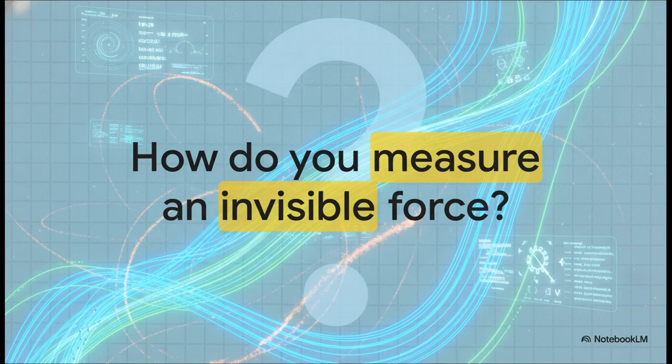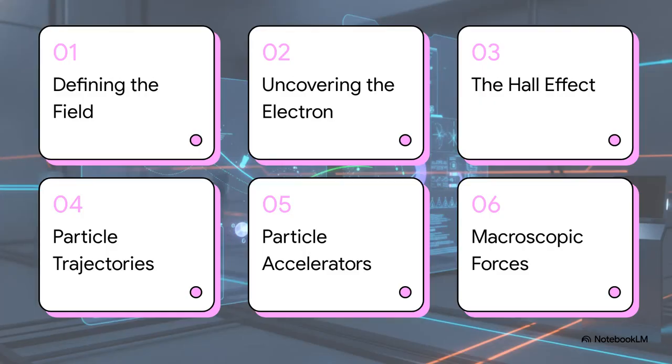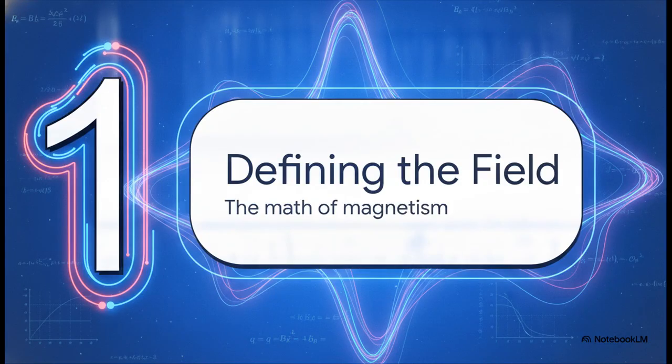Here is our roadmap for today. We'll be hitting 1. Defining the magnetic field. 2. Uncovering the electron. 3. The Hall effect explained. 4. Tracing particle trajectories. 5. Cyclotrons and synchrotrons. And wrapping up with 6. Forces on wires and dipoles. Let's jump right into Section 1, Defining the Magnetic Field.